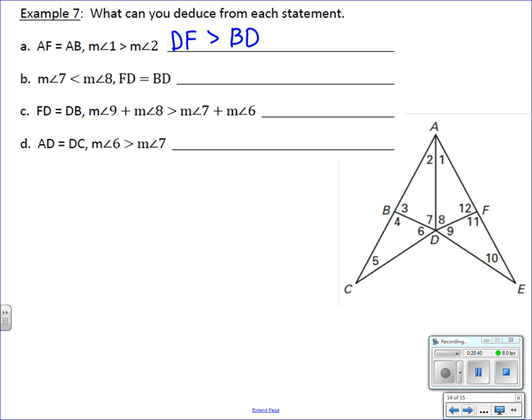7 is less than 8, so I'm going to mark 7 with 1 mark, 8 with 2, just so that I know 1 is less than 2, so I know where my angles are at. FD is equal to BD. So again, we're looking at triangle ABD and AFD. Well, again, they share the common side of AD. Since 8 is greater than 7, the side AF is going to be greater than side AB.